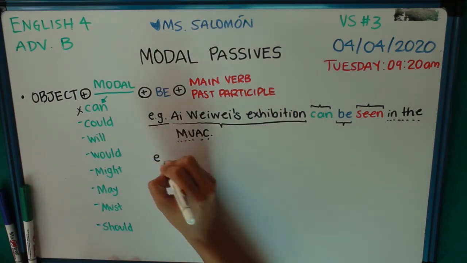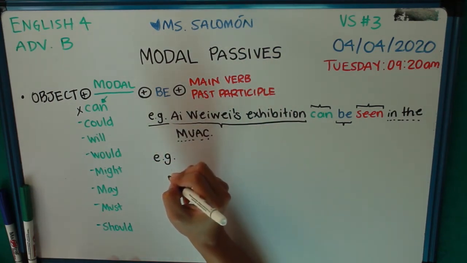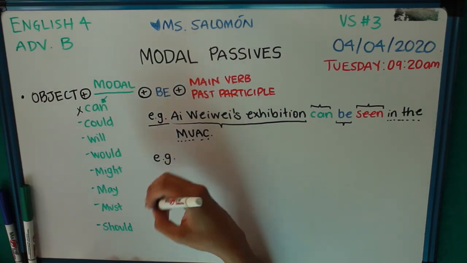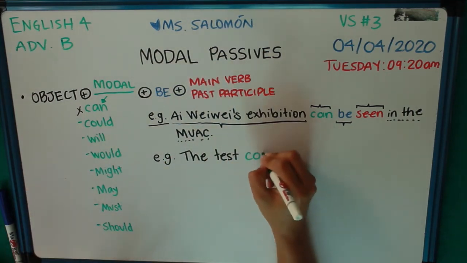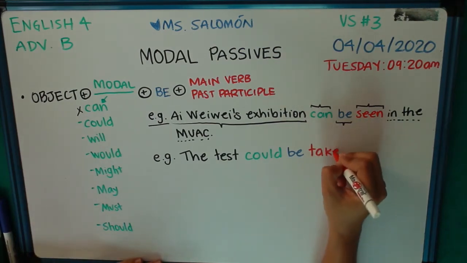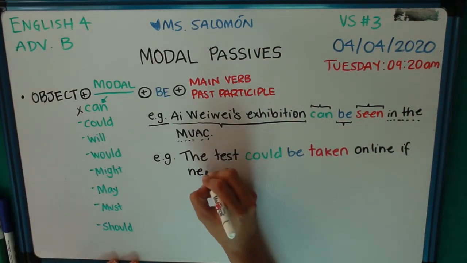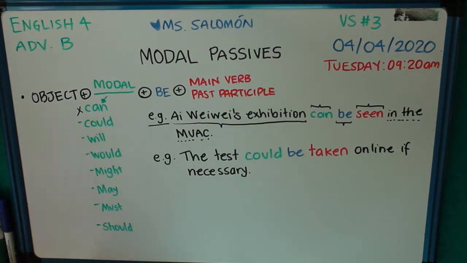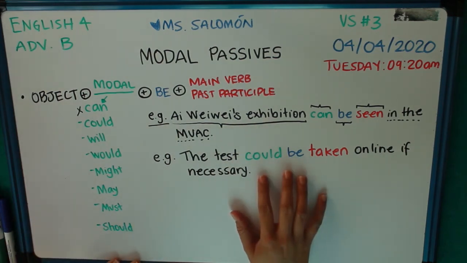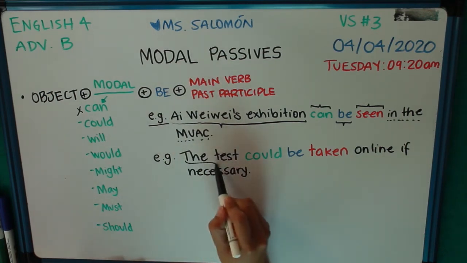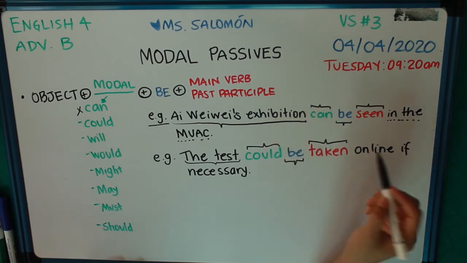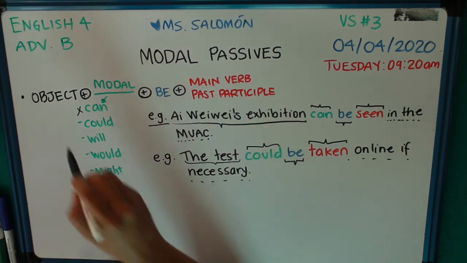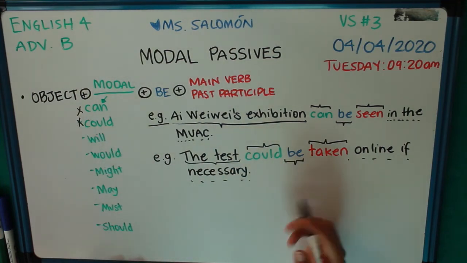Let's work on a second example so this is super clear. Let's say that your Spanish teacher tells you that you are going to take a test. The test could be taken online if necessary. If you look at this example, we're starting the sentence with the object, followed by the modal verb, then the verb to be, then main verb in past participle, and the rest of the sentence. So what I'm saying here is that I'm expressing that it is possible to take the test online if necessary.